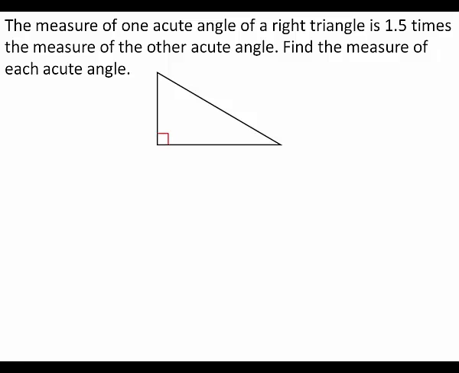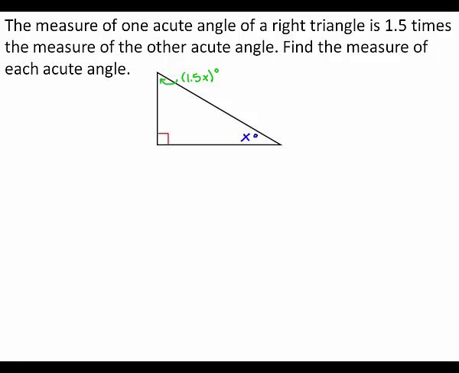You can label the measure of one acute angle as x degrees, and because the measure of the second acute angle is 1 5/10 times the measure of the first acute angle, you can label the measure of the second acute angle as 1 5/10 x degrees. Now, to find the measure of each acute angle, you first need to find the value of x.